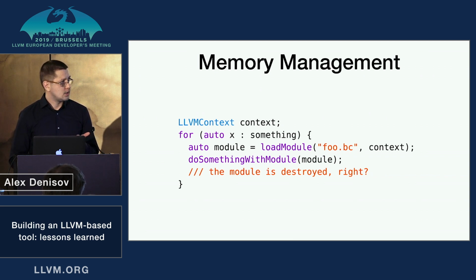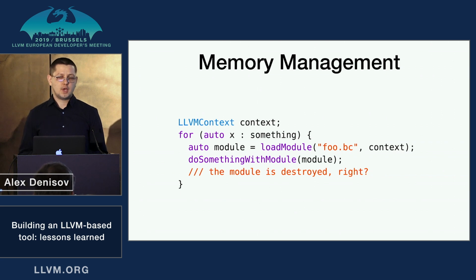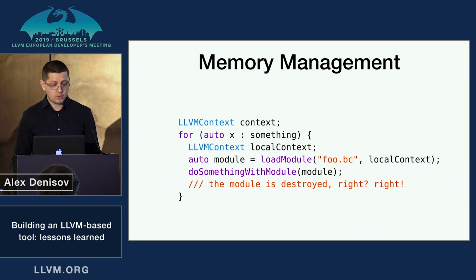Another problem, from a UX or UI perspective: if you do it this way, then at the end of the program, when the LLVM context deallocates, it frees up all the memory, and you see, as a user, the program just does nothing for quite a long time. Yeah, the solution is again straightforward. Just create a local context that will be destroyed after each loop iteration.